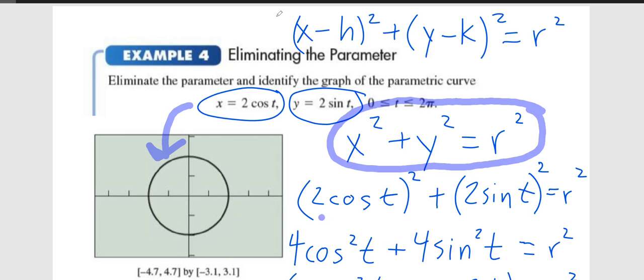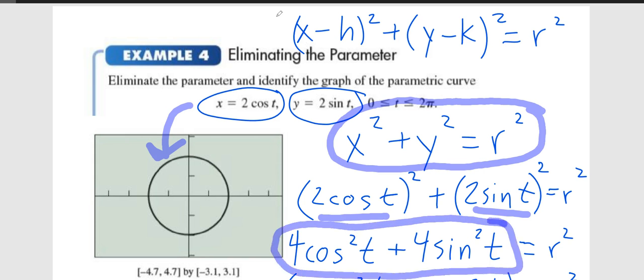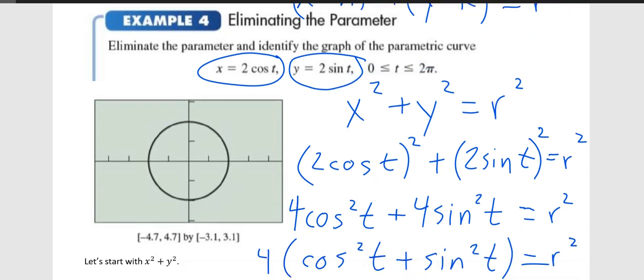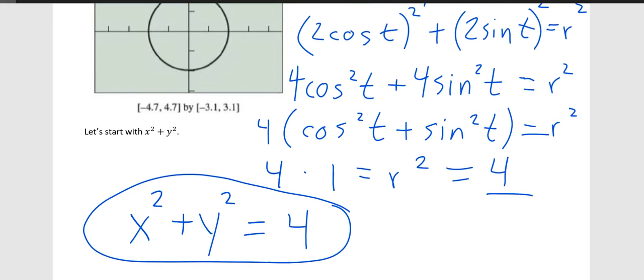Okay, so notice what we did. We substituted x with 2 cosine t and y with 2 sine t. We squared them. Had to square everything. And what can you pull out of these two terms? What's in common that you can pull out? The 4. The 4. Okay. And so now if you pull out the 4, you get 4 times 1, and then r squared is going to equal 4. Yeah, a lot of kids don't recognize the Pythagorean identity. I'm glad you recognized that.